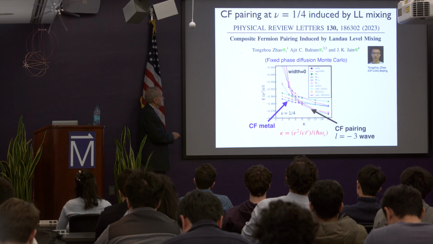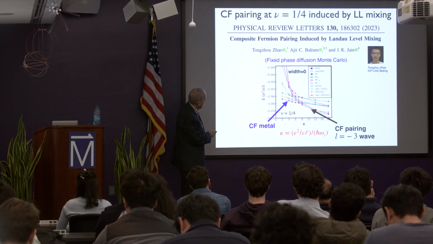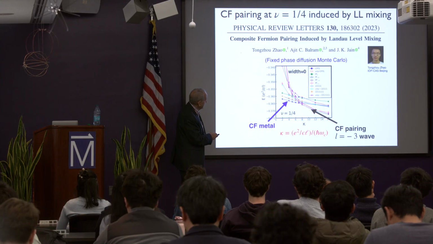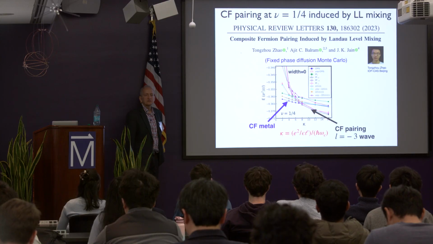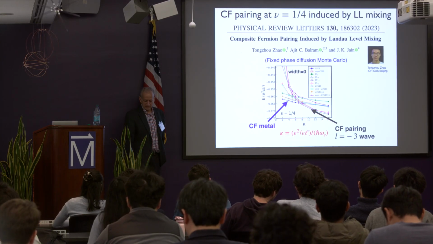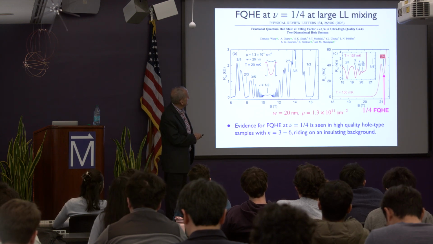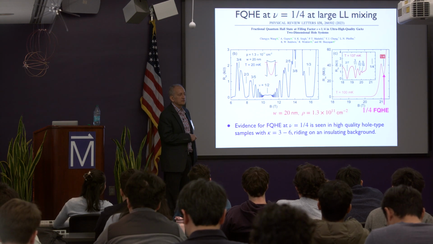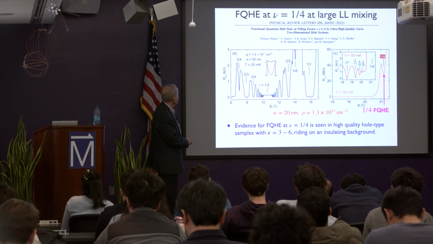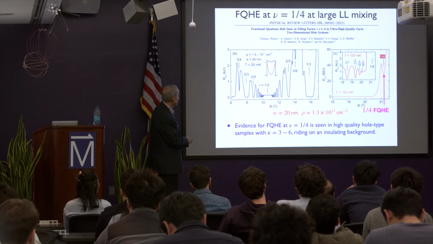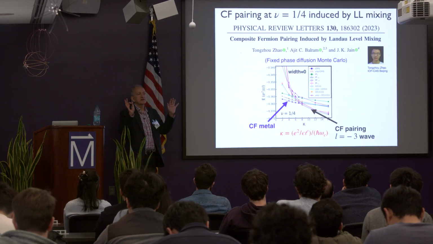And using each one of them, he applied fixed phase diffusion Monte Carlo, estimated the thermodynamic energies, and he found that at filling factor 1/4, you have a Fermi sea up to this point, and then it goes into another state, which is a paired state with pair momentum of -3. And indeed, very soon, evidence for such a state was seen. So this is in hole-type samples. Kappa is around 3 to 6. So we actually had predicted a kappa which was higher, but at least there is evidence for one.